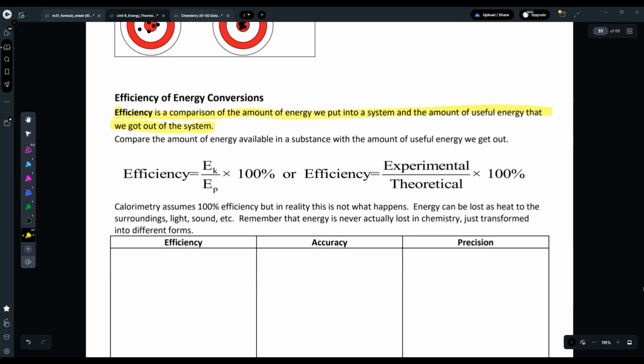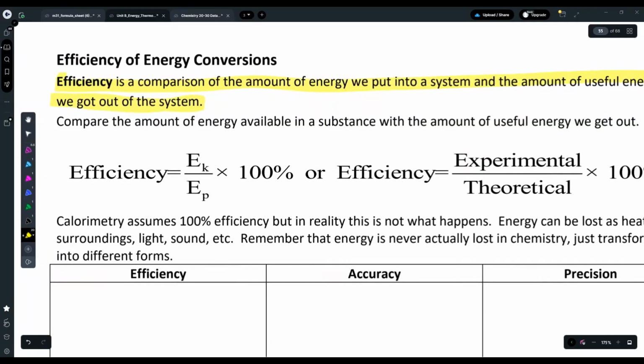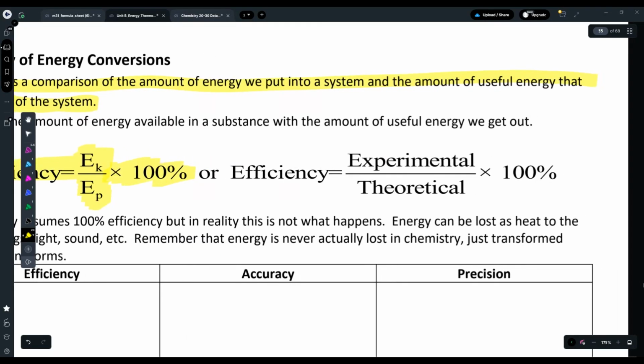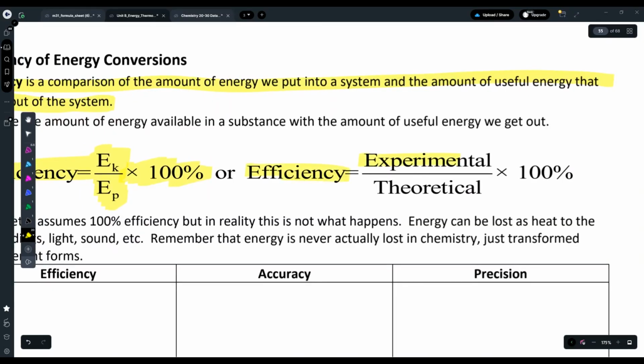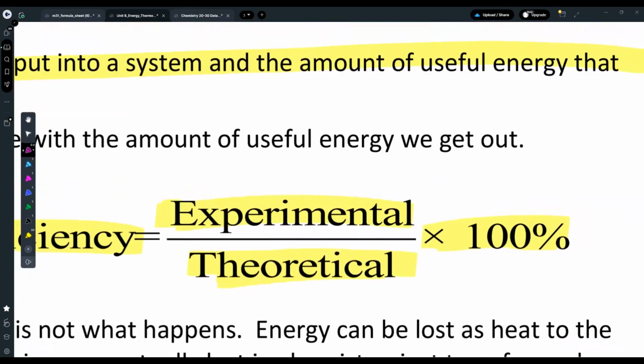Okay, so the formulas for efficiency, there's two different forms here that apply to us in chemistry. So efficiency is equal to kinetic energy divided by potential energy multiplied by 100, or efficiency is equal to an experimental value divided by the theoretical value multiplied by 100. So with the experimental value, how you would calculate that is from your calorimetry data.